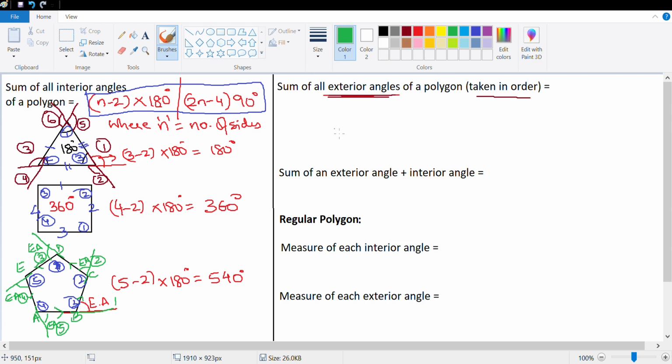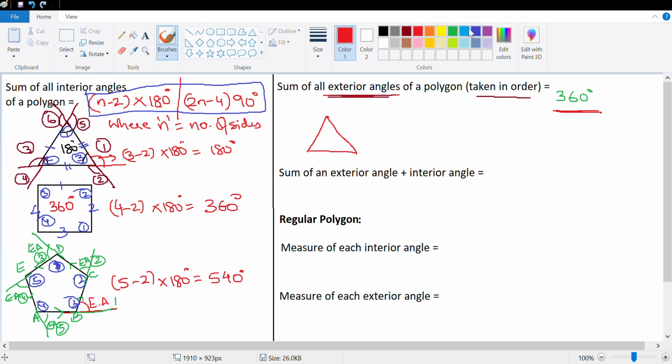The sum of all exterior angles of a polygon taken in order is equal to 360 degrees. The second most important formula for this chapter, we will use this a lot. Sum of all exterior angles in a polygon taken in order is 360 degrees. Let's take an example. Let's take a simple example that we are aware of.